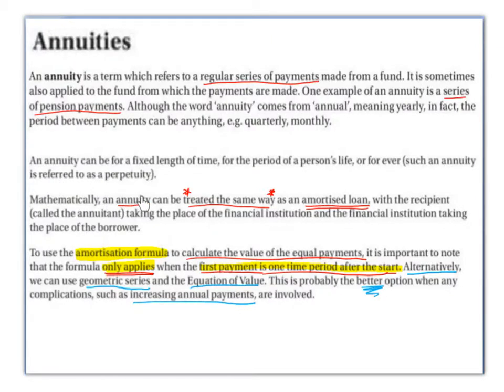Mathematically, an annuity can be treated the same way as an amortized loan, with the recipient, called the annuitant, taking the place of the financial institution, and the financial institution taking the place of the borrower. To use the amortization formula to calculate the value of the equal payments, it is important to note that the formula only applies when the first payment is one time period after the start. Alternatively, we can use geometric series and the equation of value. This is probably the better option when any complications such as increasing annual payments are involved.